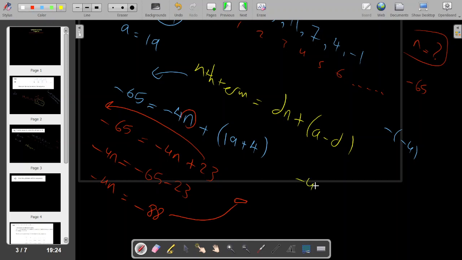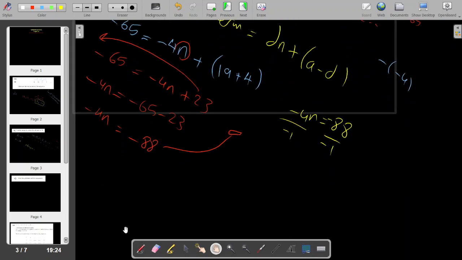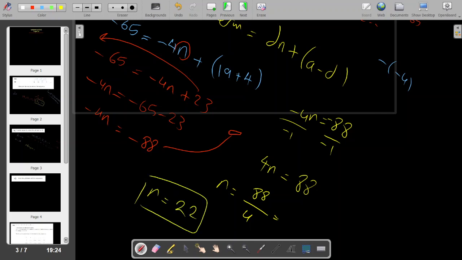So minus 4n equals 88 minus 88, remember. So you're going to divide both sides by minus 1. Why do we do that? To get rid of the negative sign. So 4n is going to be equal to 88. It means that n is equal to 88 over 4, which means that n is equal to 22. So what is the meaning of that?